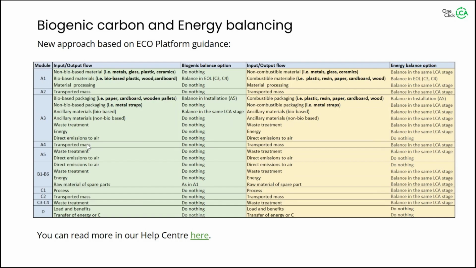This document as an Excel file is available to download in the Help Center. We have an article specifically for biogenic carbon and energy balancing. So don't worry if this didn't click immediately from the short summary that I gave. Please feel free to go to the Help Center, download the Excel file there, and have a review of this in your own time, or apply it to one of your projects so that you've got this new balancing method going forward.